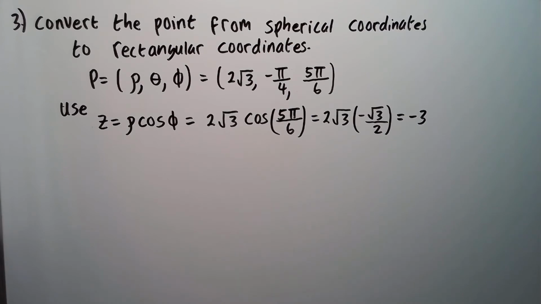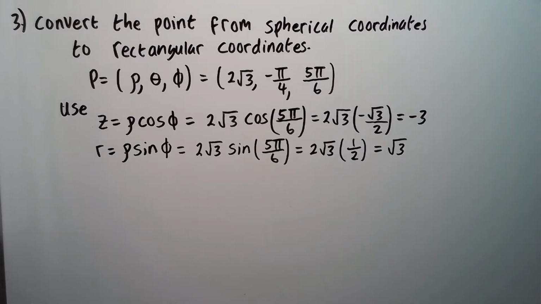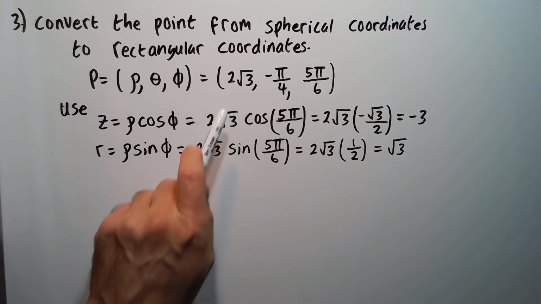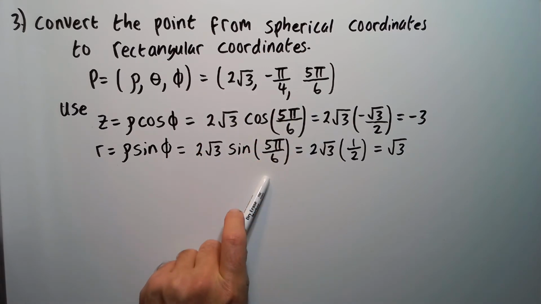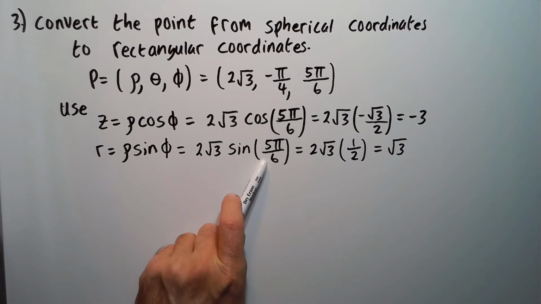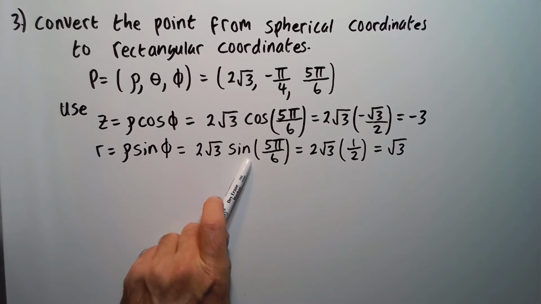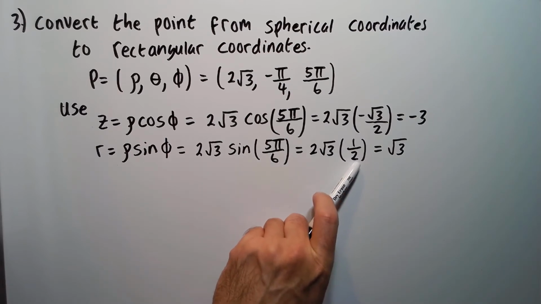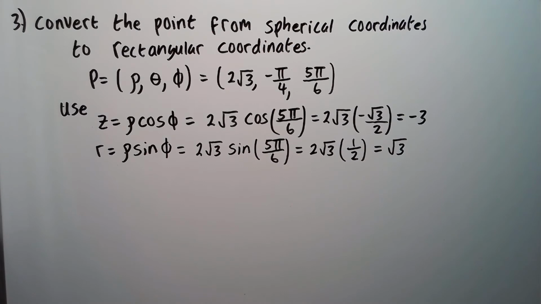Okay, let's next find r. So our r is equal to rho sine phi. Rho is 2 square root of 3. The phi is 5 pi over 6. So again, 5 pi over 6 is in the second quadrant. The sine is positive in the second quadrant. The reference angle is pi over 6. Sine of pi over 6 is 1/2. So the 2's cancel, and we get square root of 3 for our r.